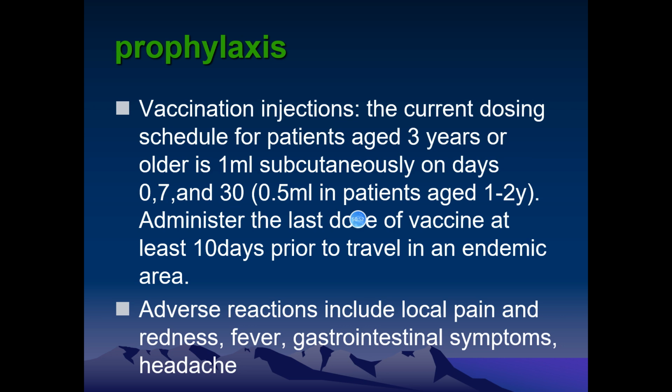A second possible option is to follow antibody titers and revaccinate once the titer falls to less than 1:10. Administer the last dose of vaccine at least 10 days prior to travel to an endemic area.